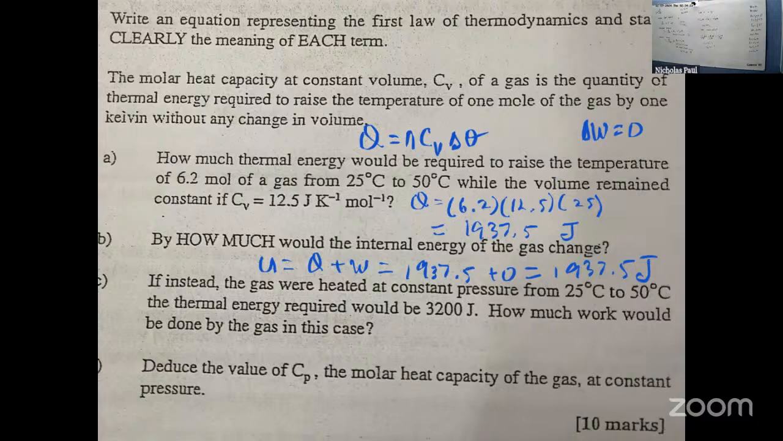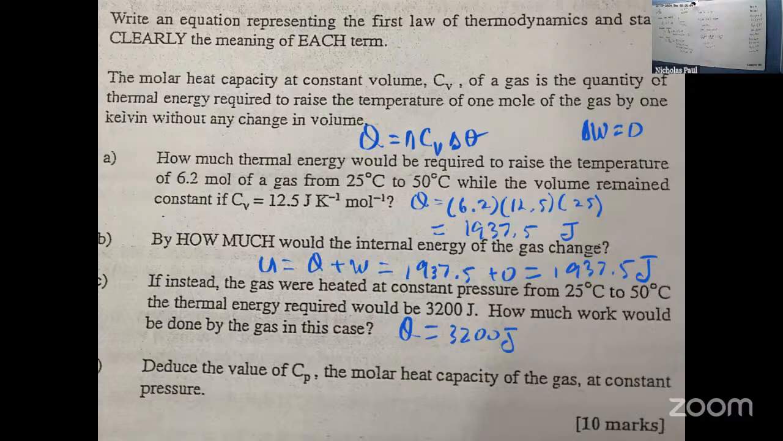So now, if instead the gas was heated at constant pressure, that's now CP. From 25 to 50, the thermal energy, what is that? Q, W, or U? Q, nice. So we know that Q is equal to 3200 joules.